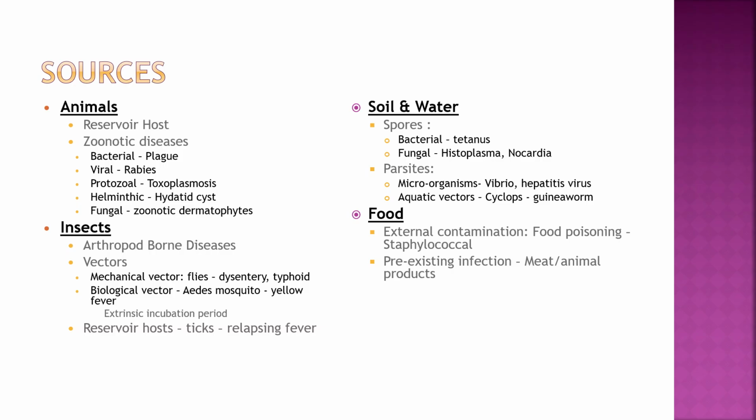Then other sources can be soil and water. So bacterial spores can cause tetanus. Then parasites and microorganisms causing vibrio, hepatitis, viruses. Then food, it can be external contamination, food poisoning or staphylococcal poisoning. Then pre-existing infection, meat, animal products.